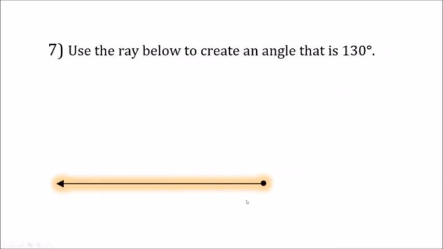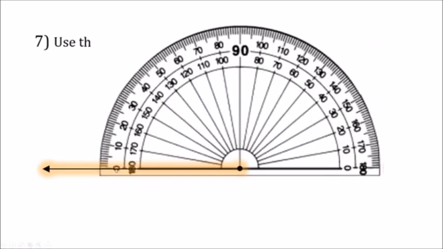Okay, for number 7, please try to draw an angle that is 130 degrees. So on this one, once again, we're starting at 0 using the outer scale. You're going all the way over to 130 here, putting a dot, and then connecting it with a straight line and arrow.